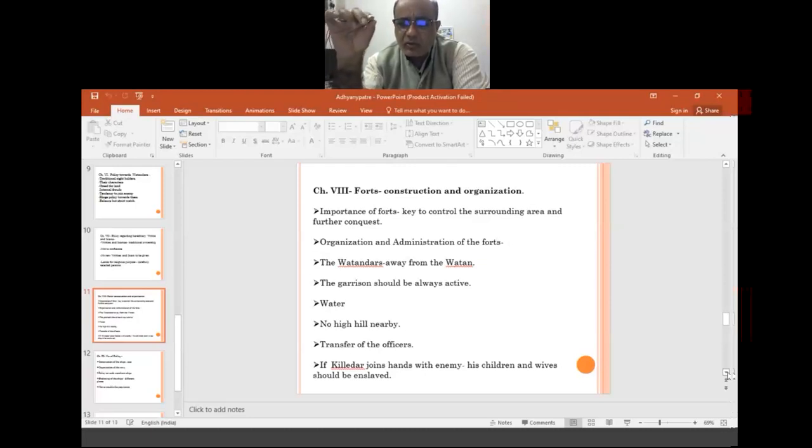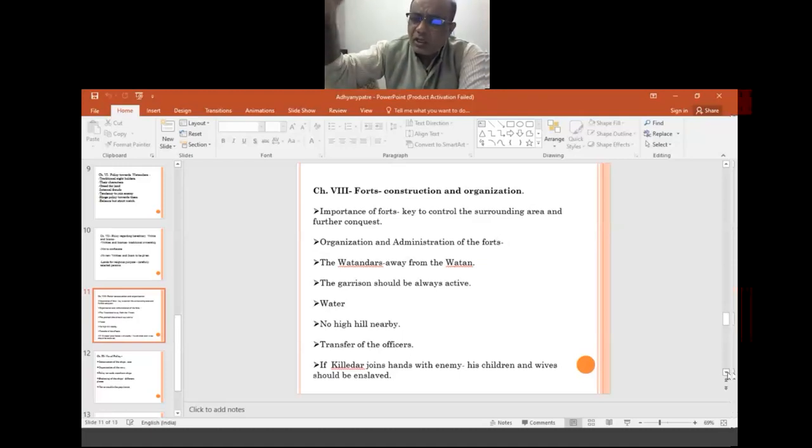How the fort is to be selected: there should not be a very high hill nearby. Even if there is a hill, that is to be flattened out, because the enemy can attack your fort with cannon by mounting his cannon on that hill. So there should not be a hill nearby. Your fort should be at a high place, so that you can look around and see a further distance if the enemy is approaching.